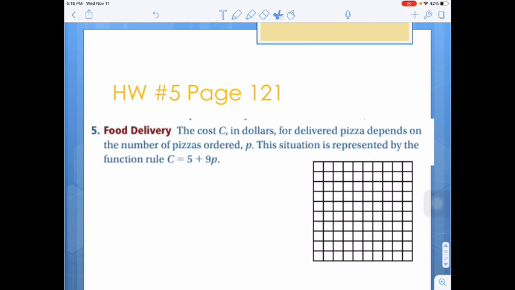On page 121, we have number 5. The cost C in dollars for delivered pizza depends on the number of pizzas ordered P. This situation is represented by the function rule C equals 5 plus 9P.